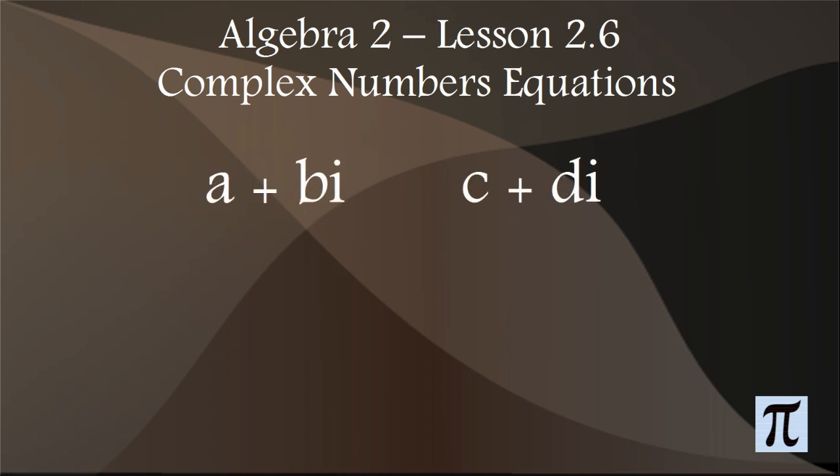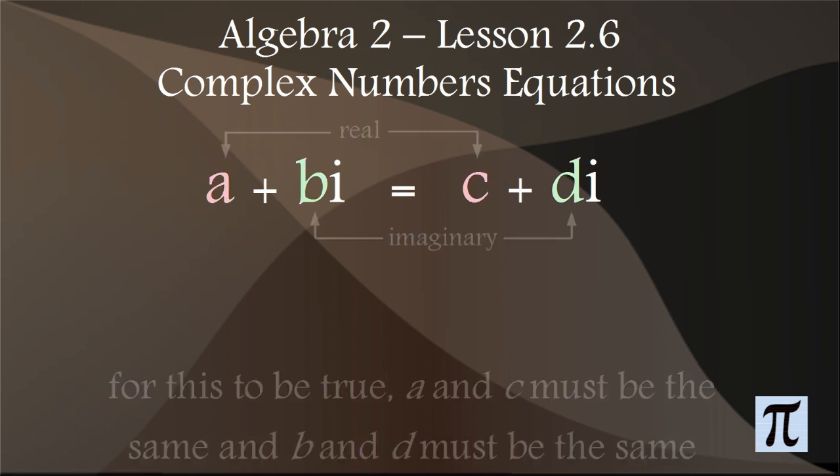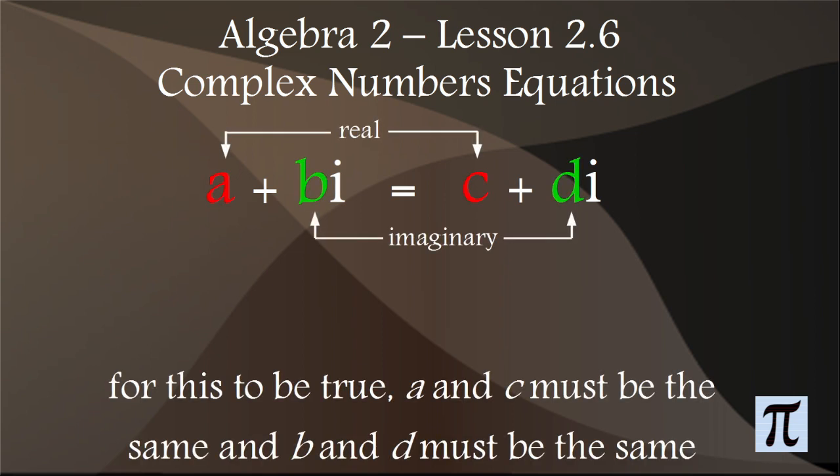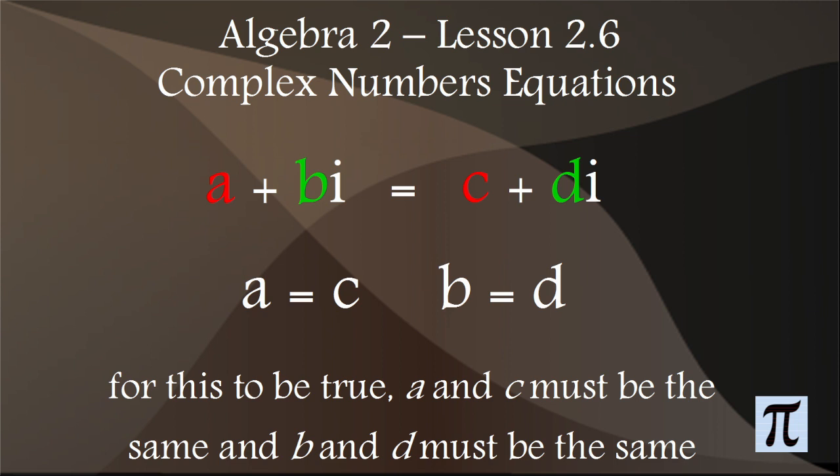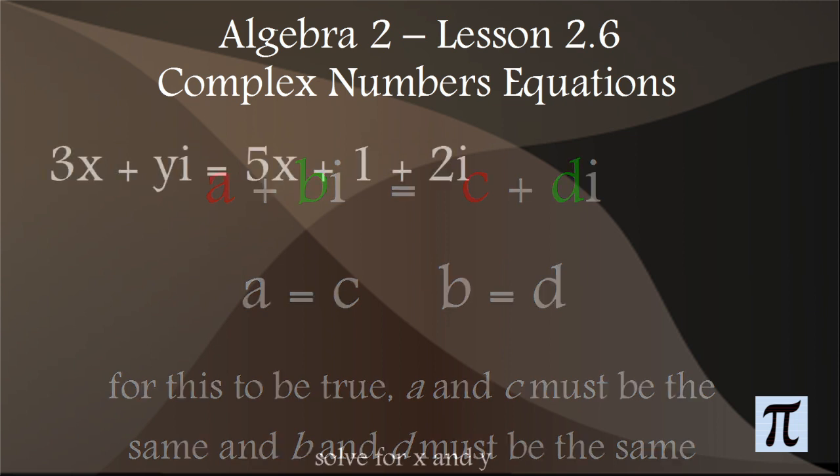So let's say we have two different complex numbers, a plus bi and c plus di, and let's pretend that they're equal to each other. For this to be true, a and c must be the same and b and d must be the same. The real parts must be equal to each other and the imaginary parts must be equal to each other. So a is equal to c and b is equal to d.